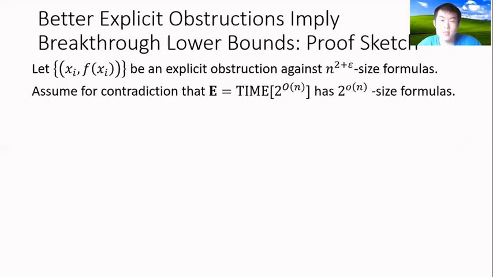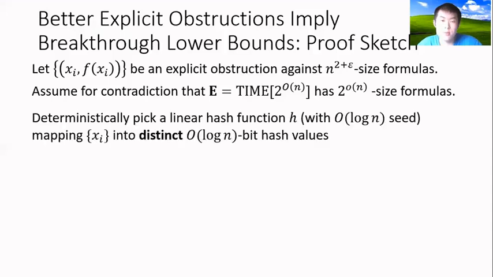Suppose we have an explicit obstruction against n to the 2 plus epsilon size formulas, which is an algorithm that can print a list of pairs, xi and f of xi. We want to show that it implies exponential size lower bounds for E. We want to prove a contradiction, so let's assume that E has 2 to the little of n size formulas. First, let's pick a linear hash function h, which can map all the input strings from the list into distinct hash values. There are only poly n many strings in the list, so we can make the hash values have length log n, and the seed that describes the hash function also has log n bits. Such a hash function can be found deterministically in polynomial time by simply trying all the possible seeds.